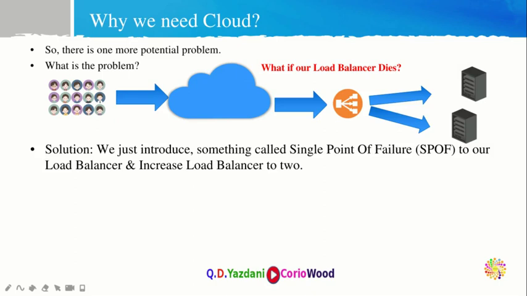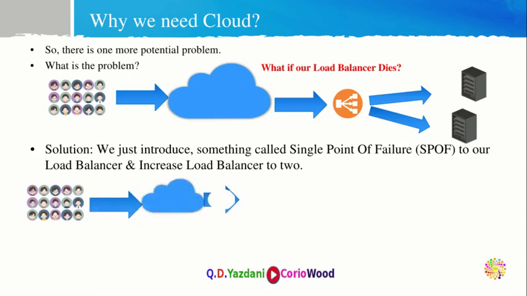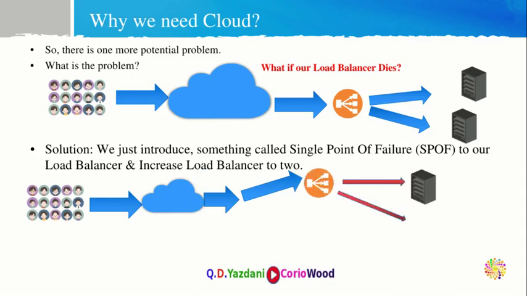What are we gonna do? So before this one happened, because we already knew this is gonna happen, because there's gonna be pressure. Say for example, from 40 we are reaching 60 million people. We just introduced something called a single point of failure, our SPOF, to our load balancer, and increased the load balancer to 2. All right, so now our users are increasing. Say for example, now we're gonna put our first load balancer, and that's our second one.